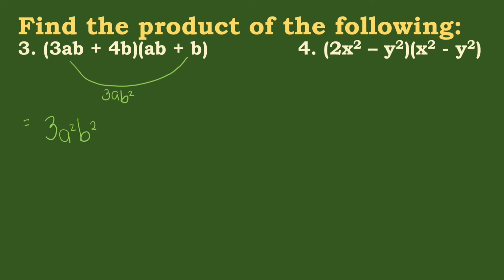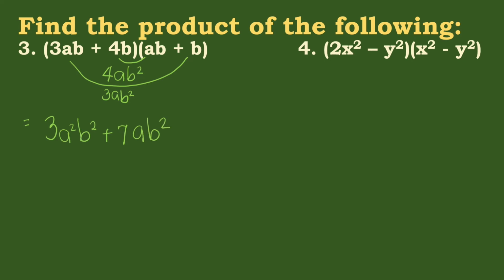3ab squared. Right? So that would be b squared. 3ab squared. And then the inner, 4b times ab would be 4ab squared. So apparently they're also similar terms. 4ab squared, 3ab squared. Both of them have exactly the same variables involved. So when we combine these two, that would be positive 7ab squared.